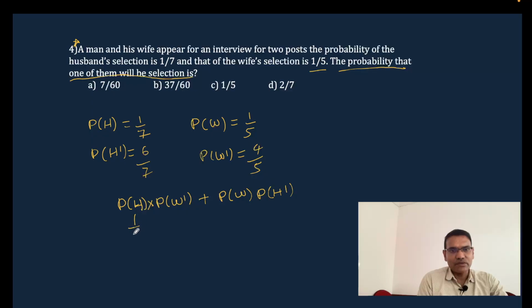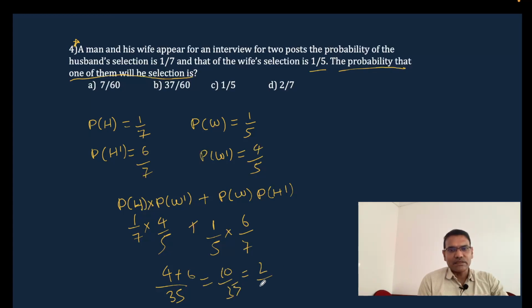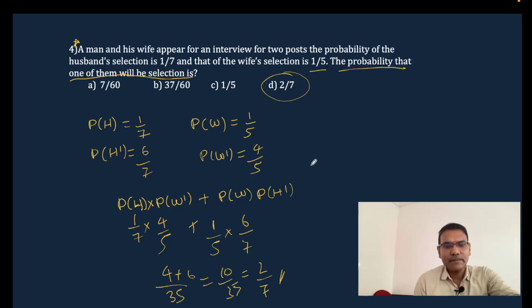Now that value will be 1/7 into 4/5 plus 1/5 into 6/7. Now over 35, this value is 4 and this is 6, so 10/35, and 5 will cancel, giving 2/7. So 2/7 is the right answer. So option D. Okay.